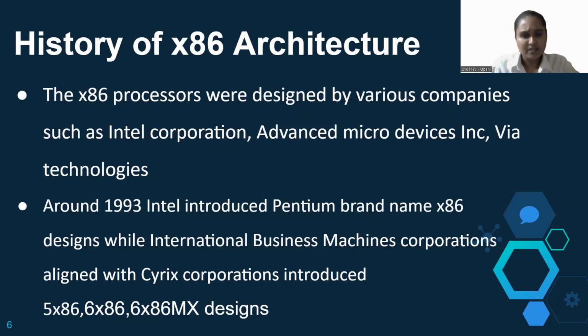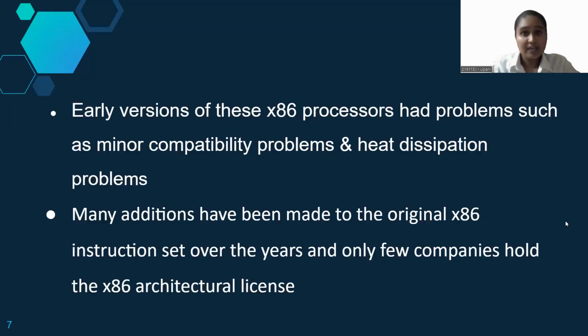International Business Machines Corporation, aligned with Cyrix Corporation, designed 5x86, 6x86, and 6x86MX designs. Early versions of these microprocessors had problems with them. The 6x86 microprocessor had minor compatibility problems and heat dissipation problems. Also, the K5 processor, which was the first microprocessor introduced by AMD, was reported to have poor performance.